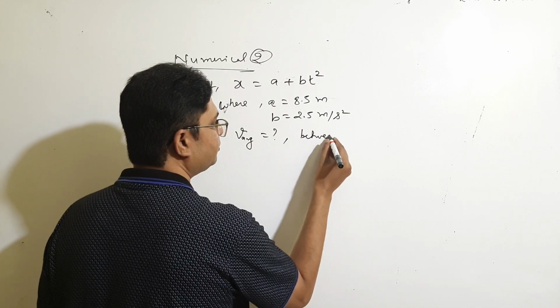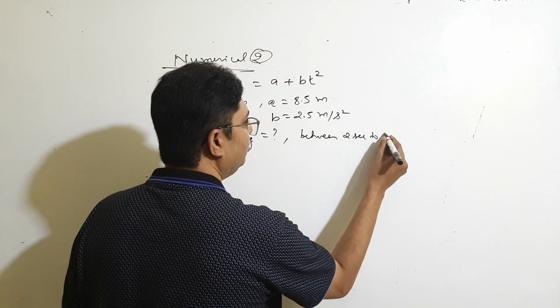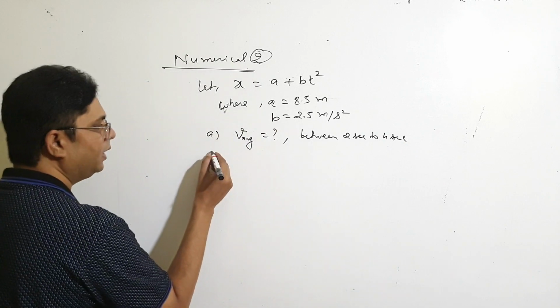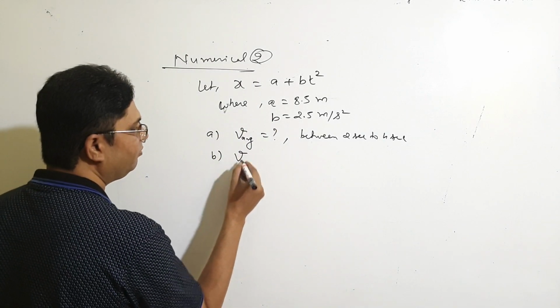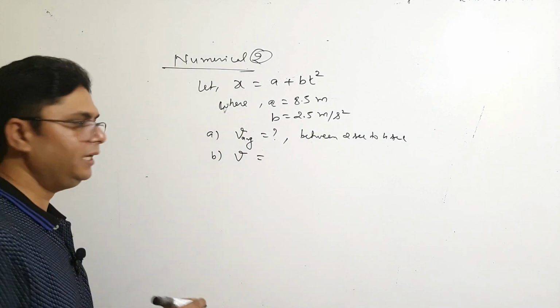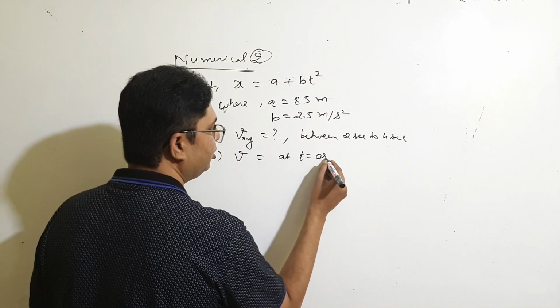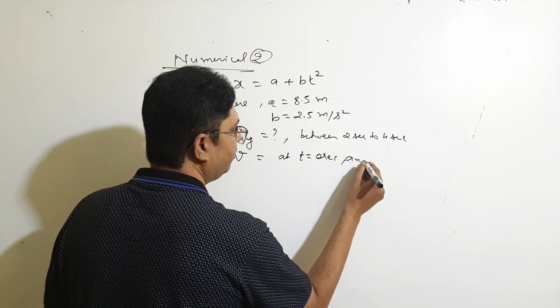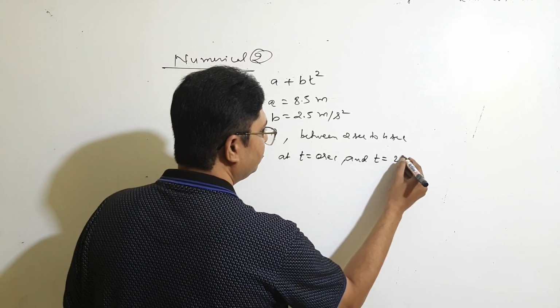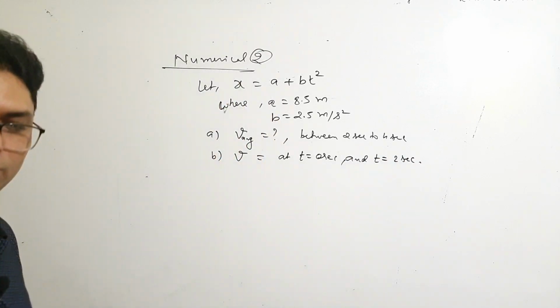And in part b, you have to find v instant, that is the instantaneous velocity at t equal to 0 second and t equals to 2 second. Find these two.